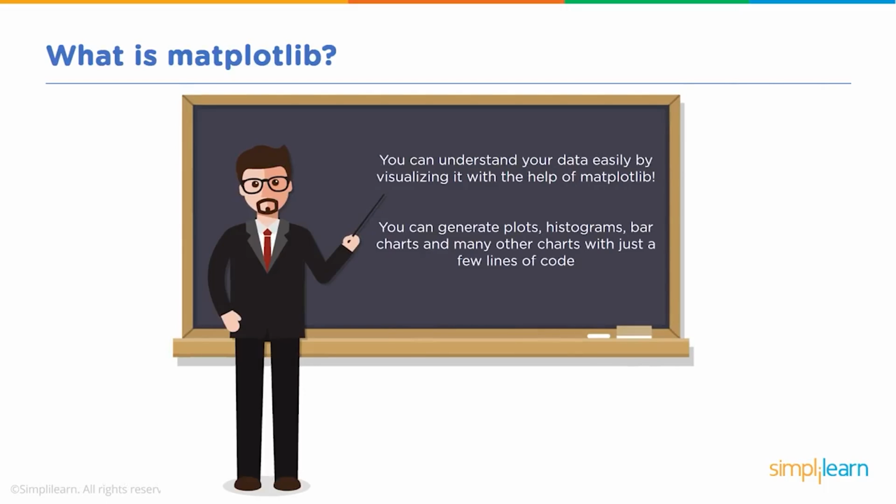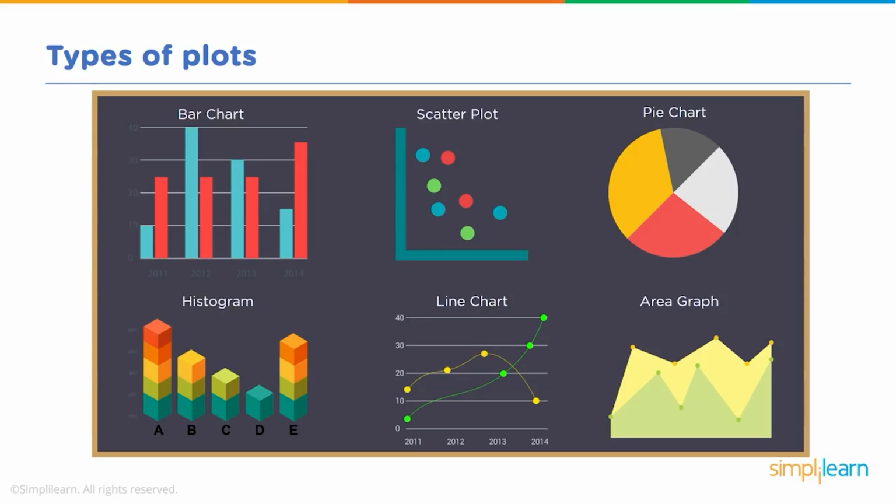You can understand your data easily by visualizing it with the help of Matplotlib. You can generate plots, histograms, bar charts, and many other charts with just a few lines of code. Here we have some basic types of plots that we'll go into. We have the bar chart, the histogram. Boy, I use a lot of histograms in my stuff. A scatter plot, line chart, pie chart, and area graph.